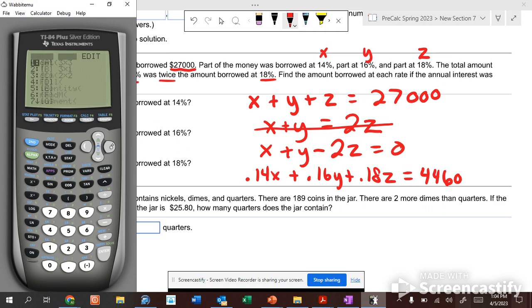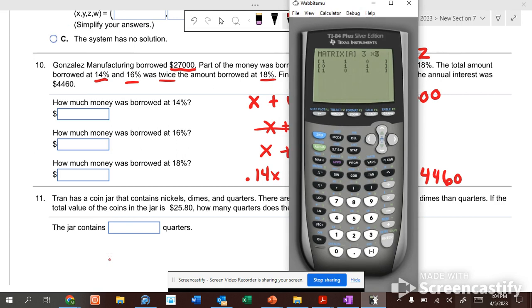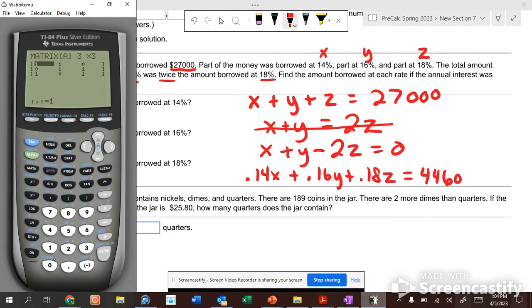Okay, so on my graphing calculator, second matrix, I want to edit my 3 by 3 to be 1, 1, 1, 1, 1, -2, and then 0.14, 0.16, 0.18, and then go second matrix to set up my B. So if I edit my B, it's going to be 27,000 for my first one, 0 for my second one, 44.60 for my third one.